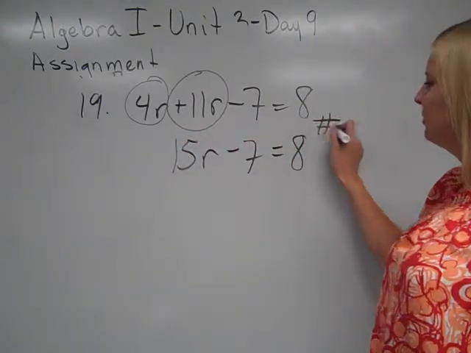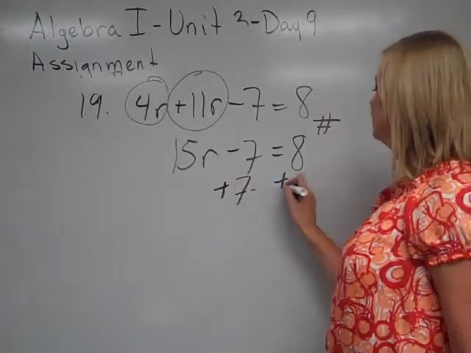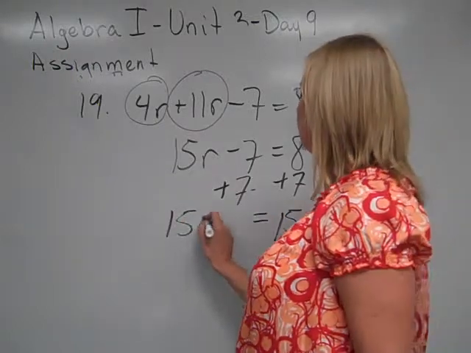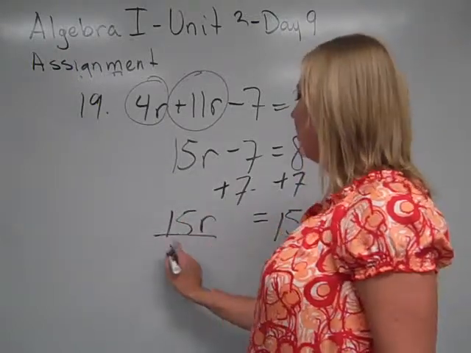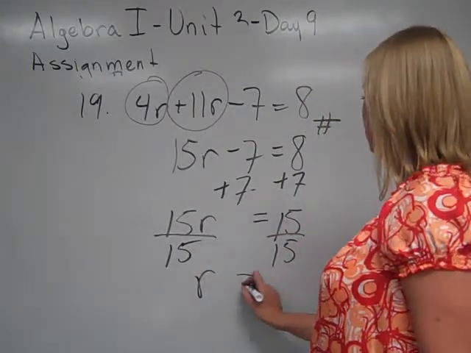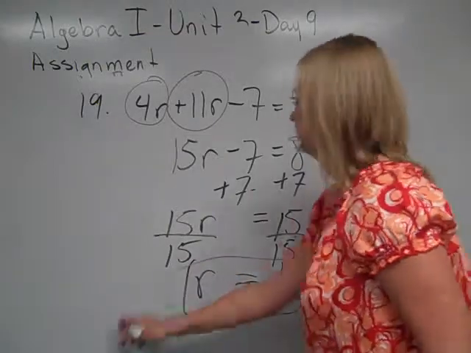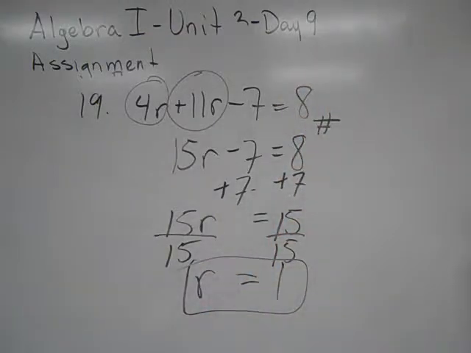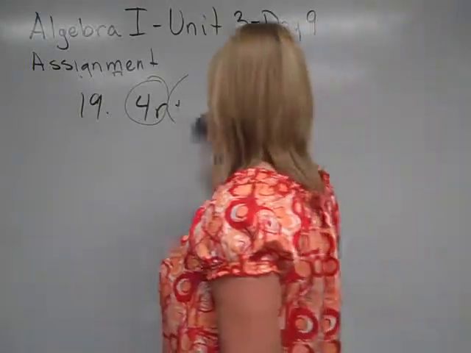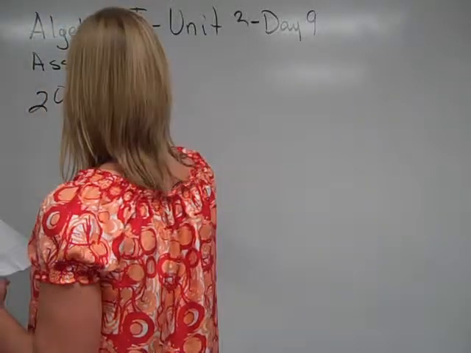Now let's put all of our numbers here by adding 7 to both sides. Now I want to know about 1r, so divide both sides by 15. r equals 1. Last problem. Number 20. 20 is a long one.